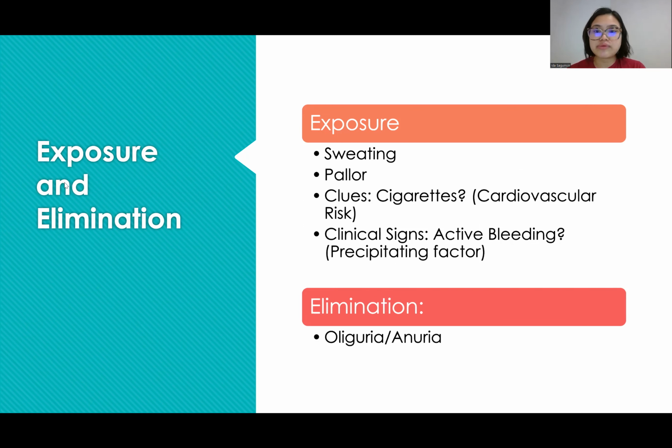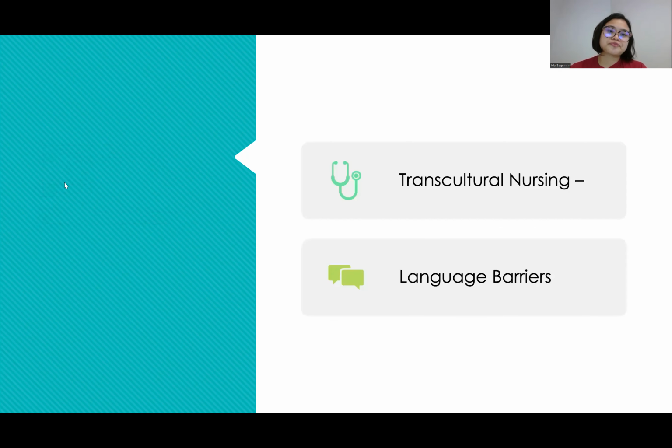We should also be on the lookout for clinical signs like active bleeding, like if the patient has a brain bleed or active bleeding elsewhere. Bleeding is actually a precipitating factor also to MI apart from aspiration pneumonia. Elimination wise, we should check the urine output. Oliguria or anuria can represent that the kidneys are not well perfused because of the blockage that's already happening in the coronary arteries.